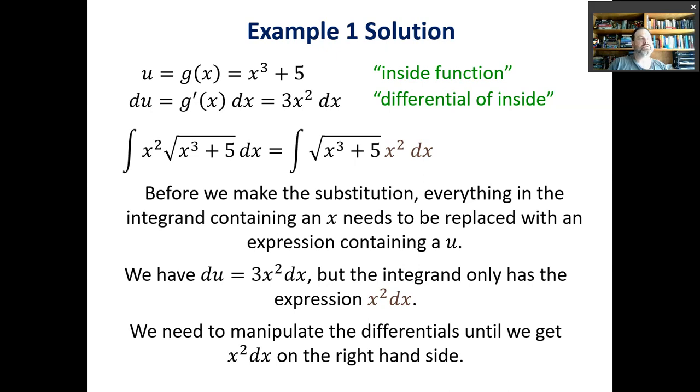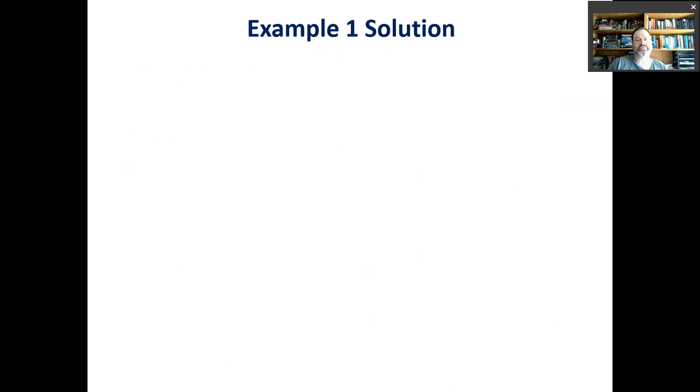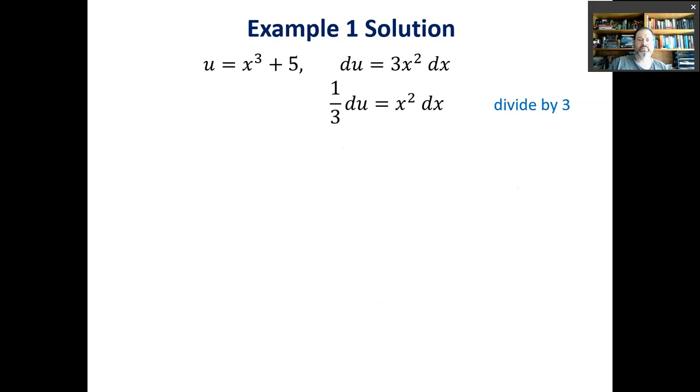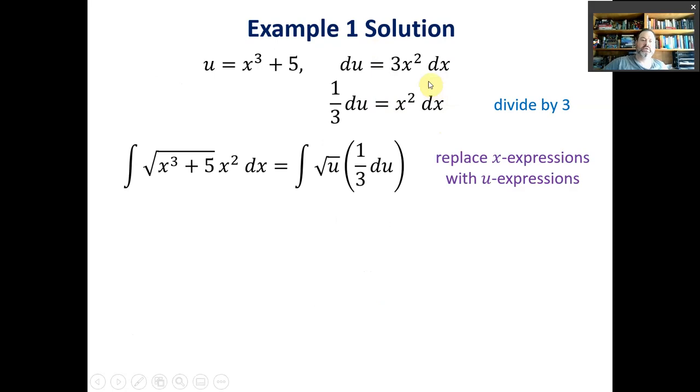So let's talk about how to manipulate differentials. So here's our u and our du. So what we have to do is just divide both sides by 3. As soon as we do that, now we have x squared dx, right? So look here, this x squared dx, we can now replace with 1/3 du. This square root of x cubed plus 5, x cubed plus 5 is just u, so this square root just becomes square root of u.